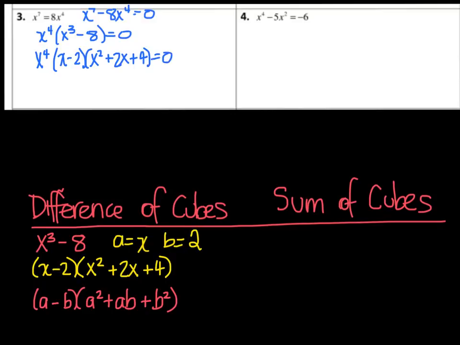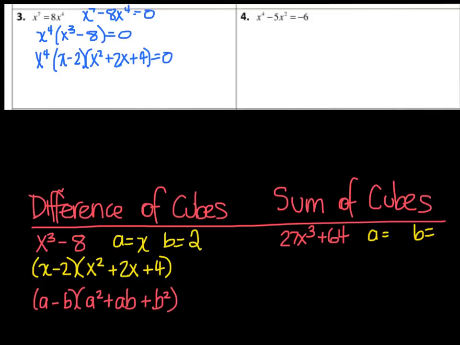All right, go back to the back and write down this example. We're going to do 27x cubed plus 64. Again, we're looking for an a and a b. I know that this is the sum of cubes. These are both cubes. So how do I know if 27 is a perfect cube?